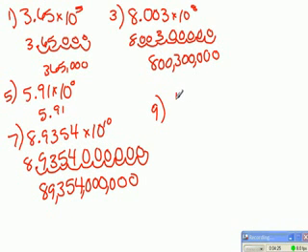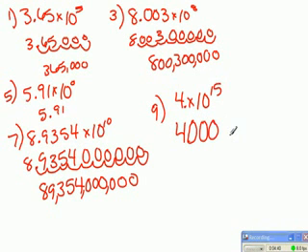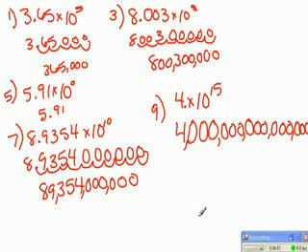Number 9. 4 times 10 to the 15th. So the decimal is here, even though you can't see it, it's always at the end of the number. So 4. I'm going to move it 15 places, so you really don't have any work here because there's nothing else there, just 15 zeros. 5, 6, 7, 8, 9, 10, 11, 12, 13, 14, 15. So comma, comma, comma, comma, comma. Okay, those were all moving from scientific to standard.